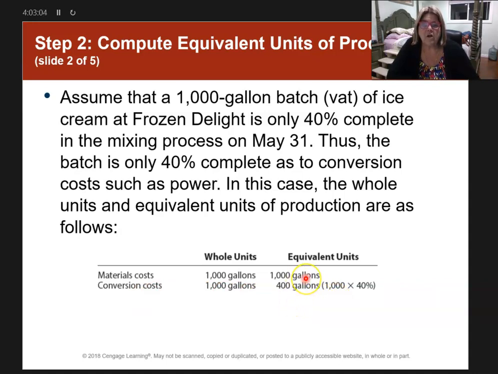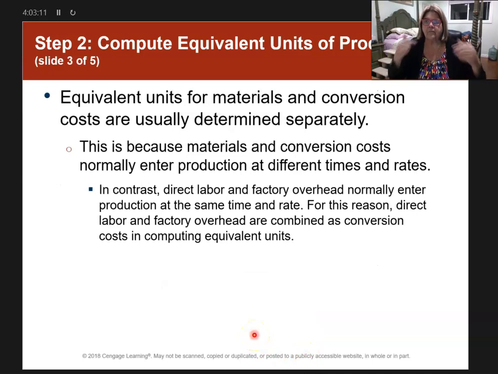Okay, materials costs are always added when they come into production. Well, that's actually on my next slide. So you have to keep this in mind: direct materials are added as soon as they start production, but the conversion costs are done at different times during the period. Okay, let's move on to doing step 2.